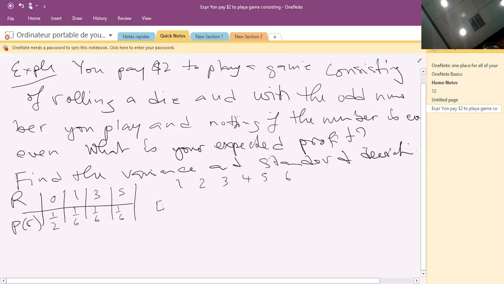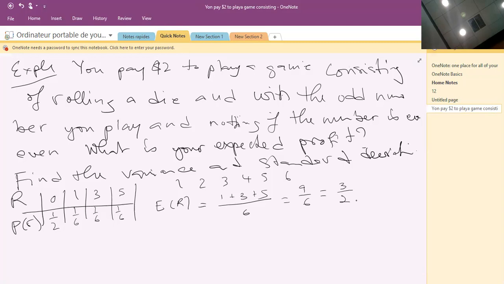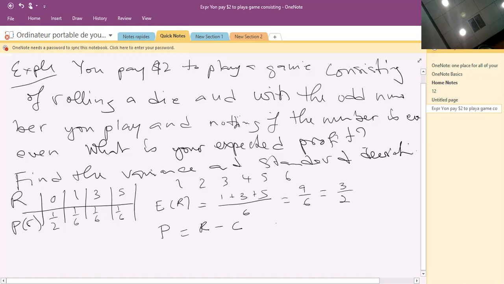So we can say that your expected revenue is 1 plus 3 plus 5 over 6, which is 9 over 6, equal to 3 over 2. That's your expected revenue. And your profit is revenue minus cost, which is 3 over 2 minus 2, equal to minus 1 over 2. So your expected profit is minus 1 over 2.